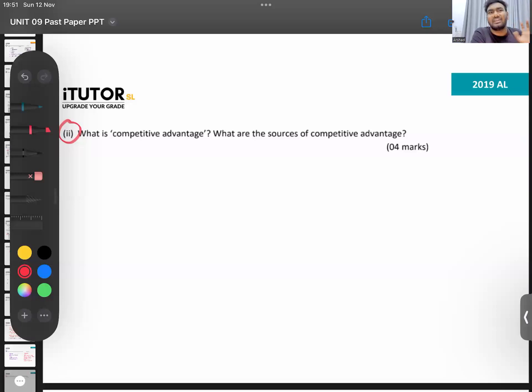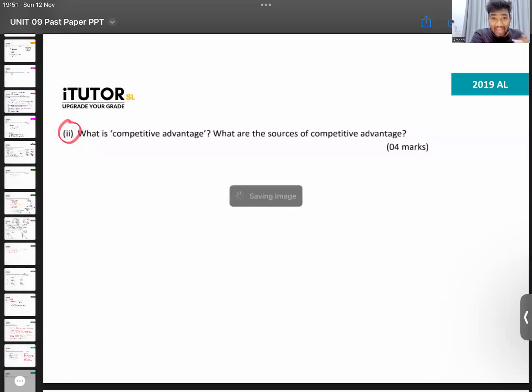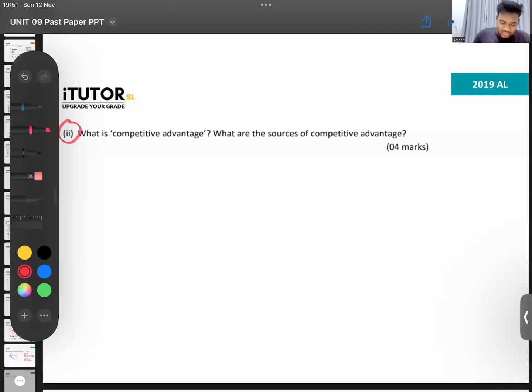What is competitive advantage now? Competitive advantage can be for a country also, can be for a firm also, can be for anything. But what is this? A competitive advantage is where one country, or maybe let's say where one firm, has an advantage over the other firms. So what is a competitive advantage? You can start off by saying, Lamai, where one firm has an advantage over the other firms.